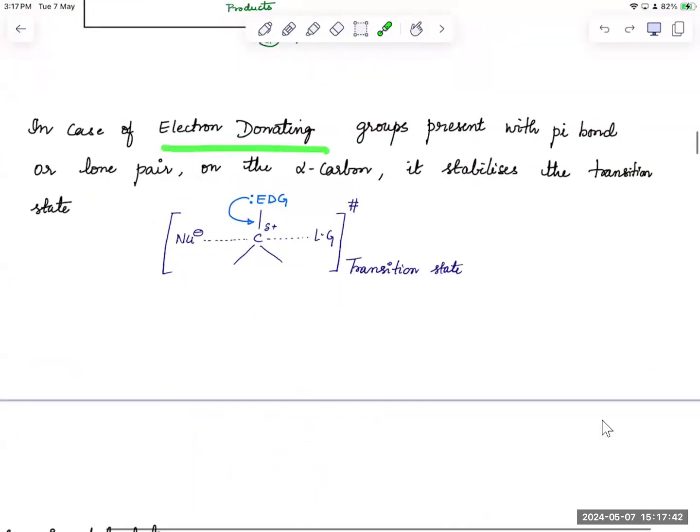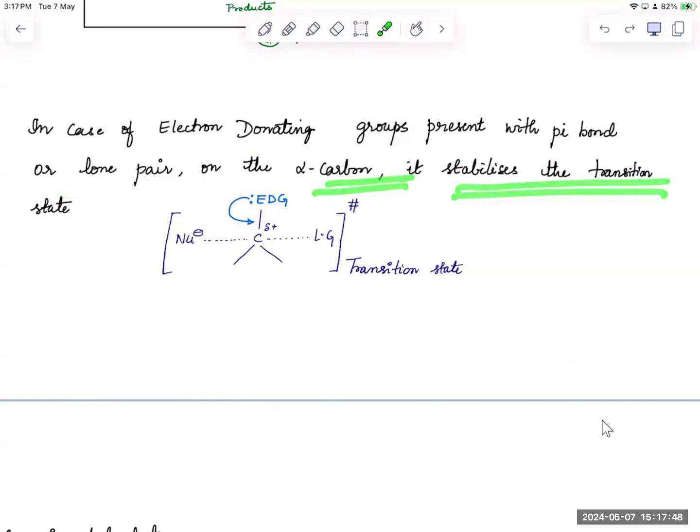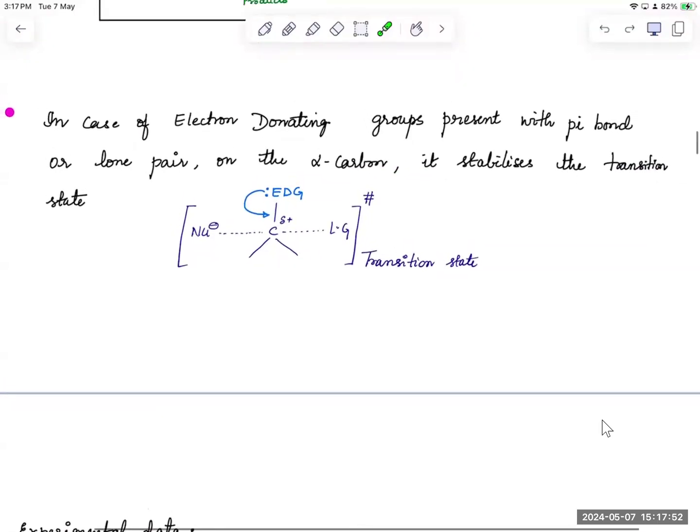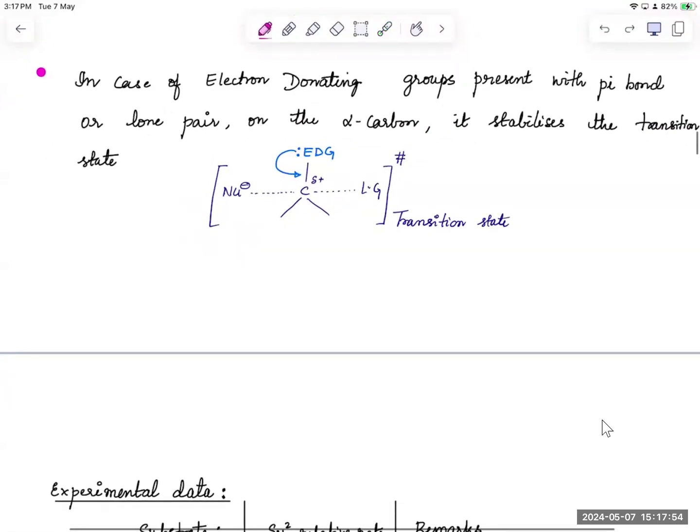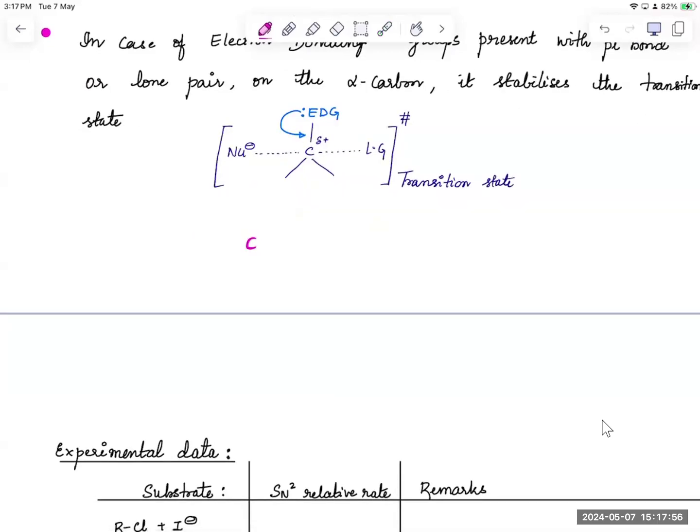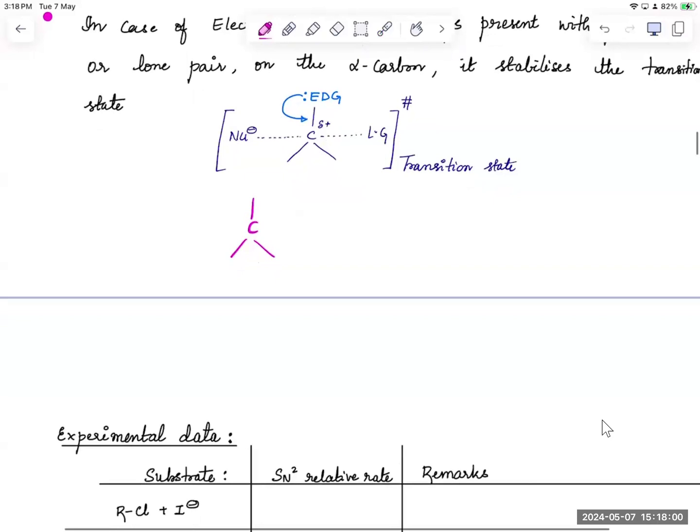Now, in case of electron donating groups present with a pi bond or a lone pair on the alpha position, it will stabilize the transition state. This is a very important case, everyone. Now check this out. Suppose you have carbon, everyone please focus carefully. This is how the bond is, and the leaving group is present here. Originally, this is how the orbital has been.